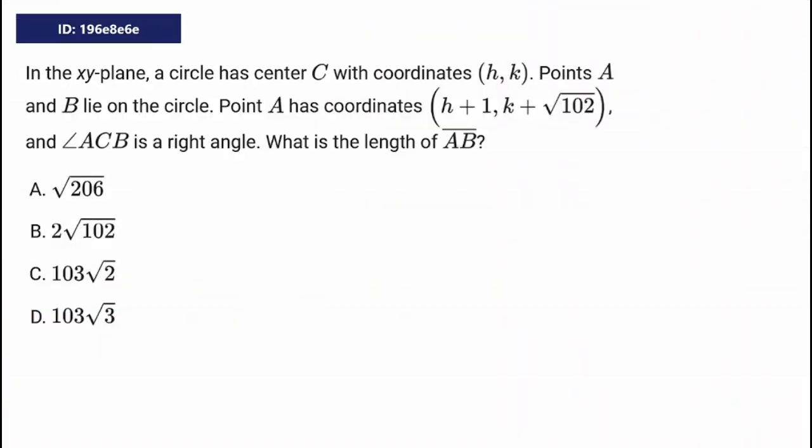This one's a hard SAT geometry problem, and it's like no joke hard. In the xy plane, a circle has center C with coordinates (h, k). Points A and B lie on the circle. Point A has coordinates (h + 1, k + √102). ACB is a right angle. What's the length of AB?